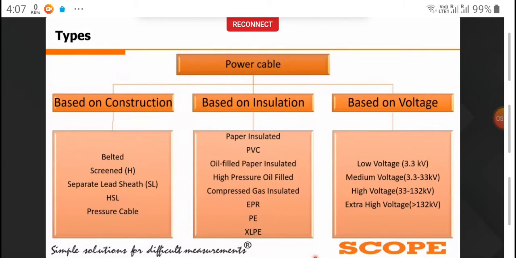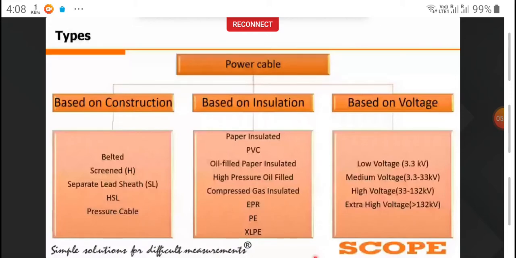Okay, after that, separate lead sheet type cables. In this type of cable, similar to the H type cable, the conductors are covered by insulating paper, and after that a separate lead sheet is provided to each core. So in this type of cable, core to core faults are very rare. Okay, and this type of separate lead cable is used mainly up to 33 kV applications.